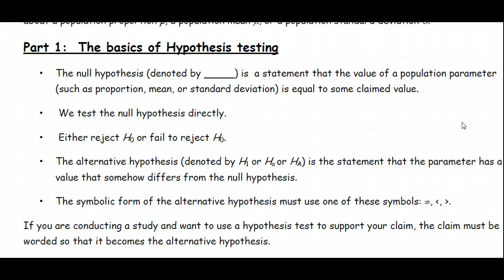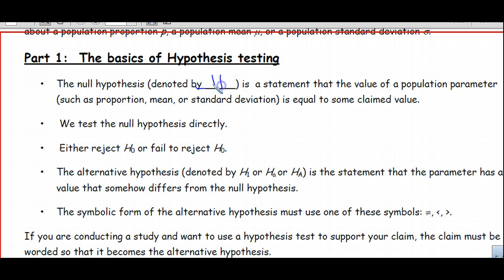Let's go over the little parts of all the hypothesis testing. The null hypothesis, which is denoted by H sub 0. Now, I'm never going to call it H sub 0. Let's write our note here. This is pronounced H naught, which is N-A-U-G-H-T. So the null hypothesis H naught is a statement that the value of a population parameter, such as proportion, mean, or standard deviation, is equal to some claimed value. We test the null directly, either reject the null or fail to reject the null.